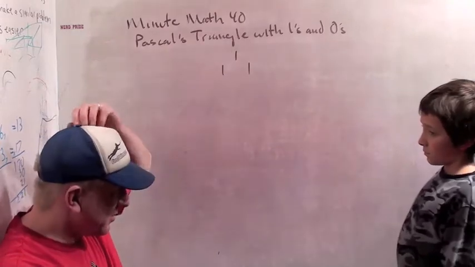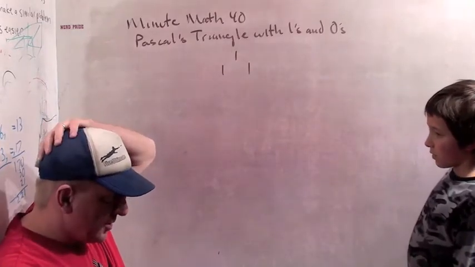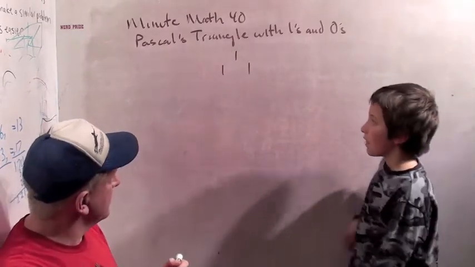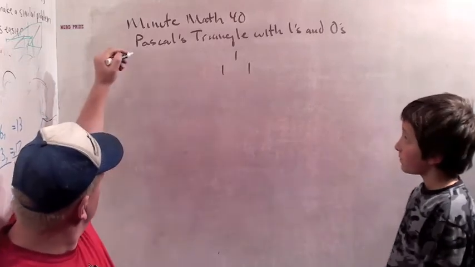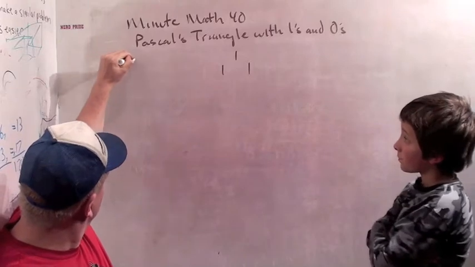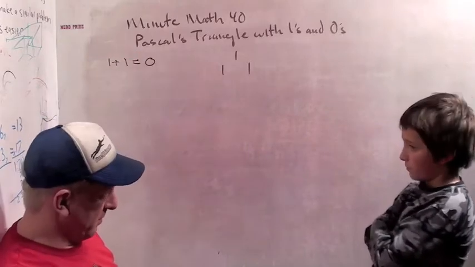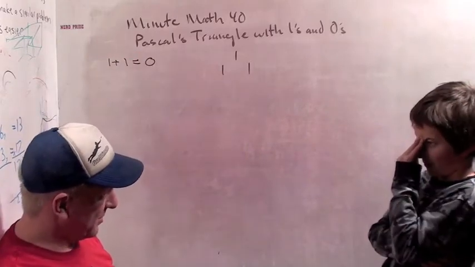Do you remember how you make Pascal's triangle? Yeah. What do you do? It's this. The new number is the sum of the two numbers above it. Right, and the only rule here is going to be that 1 plus 1 equals 0. Okay? Yeah. Alright, that's our only rule.